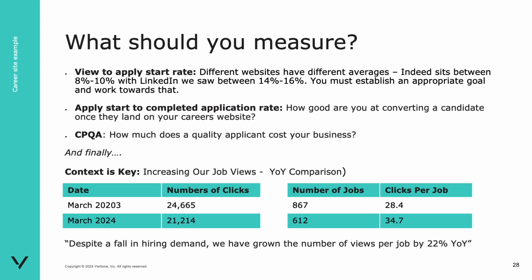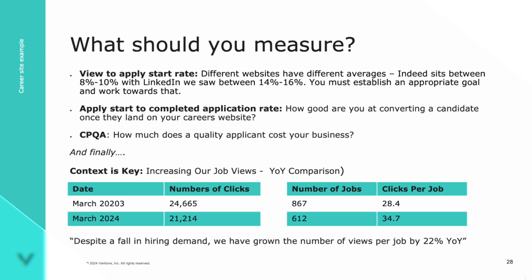But I was able to go into the business and say we were trending about 2% lower than our competitors. Doesn't sound like a lot, but that makes a massive difference when you're talking the scale that we were looking at. So again, saying our competitors are doing it better is a great way to motivate people that actually we have something here that we need to work towards. Next, apply start to apply complete. How many candidates that are landing on your career site actually go into your ATS?